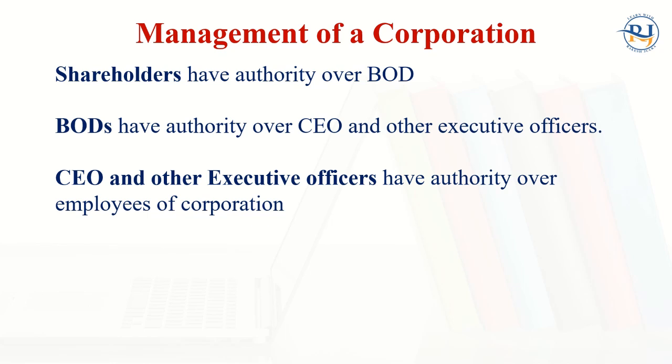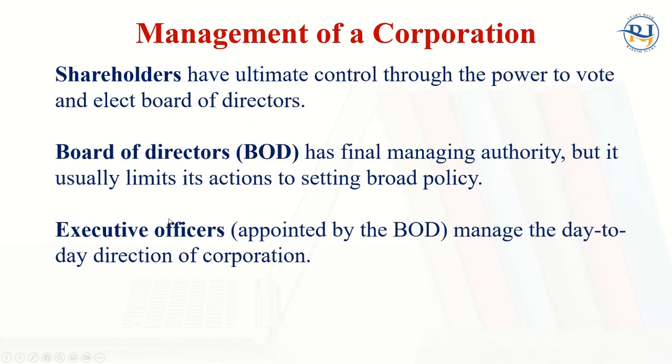So this is the hierarchy system. The top level is the shareholders, then the board of directors, then the CEO and other officers, and at the end the employees of the corporation. Shareholders have unlimited control through the power to vote and elect the board of directors. Shareholders have the main power to elect the board of directors in the company.